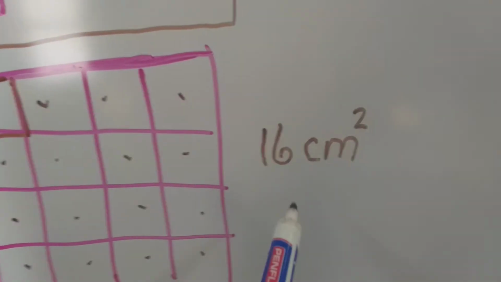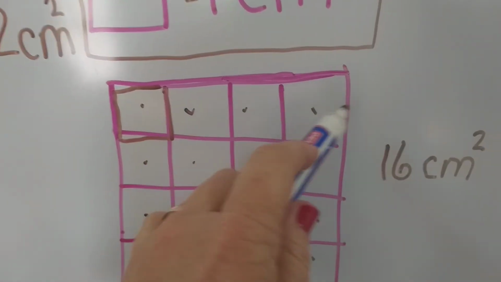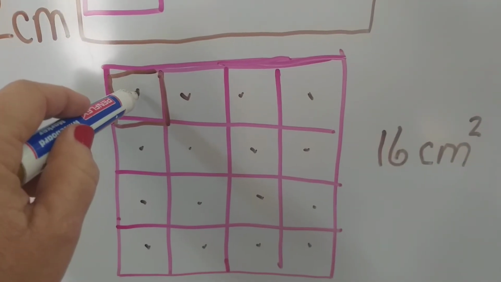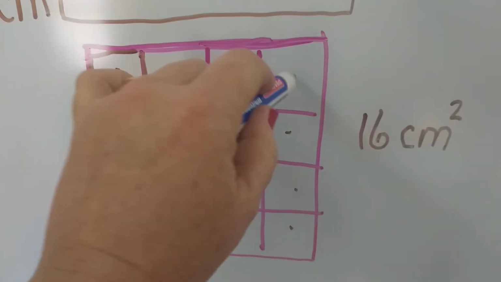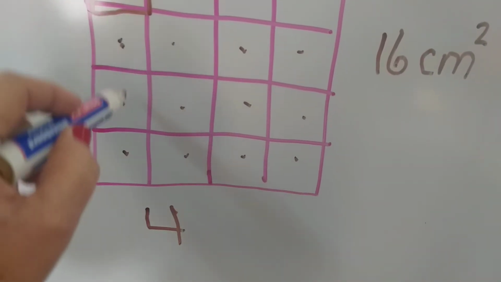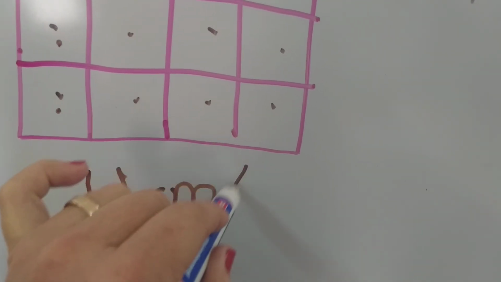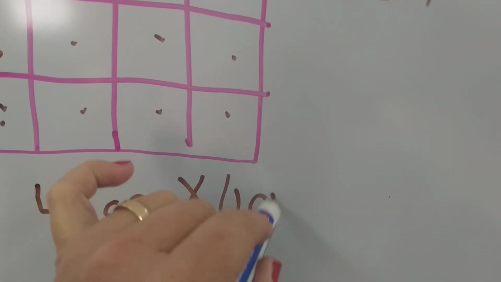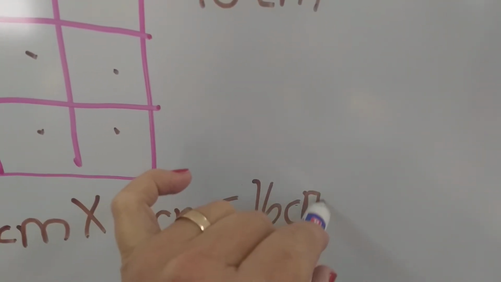There is an easier way. Instead of counting every single block, we just count the length times the width. So it's 1, 2, 3, 4 times 1, 2, 3, 4. So it's 4 times 4, which is 16 centimeters squared.